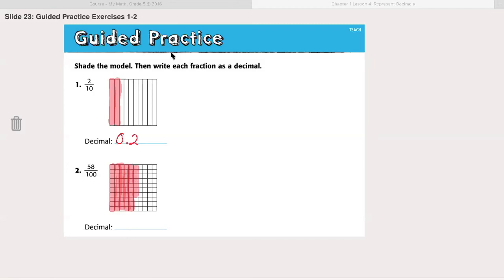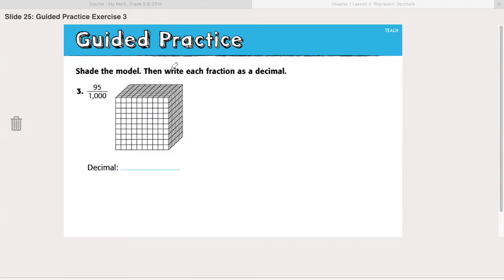To represent that as a decimal, I would write 0.58. The number to the furthest right belongs in the hundredths position, and everything else goes to the left. 58 hundredths. Number 3, shade the model, then write the fraction as a decimal, just like the other 2.